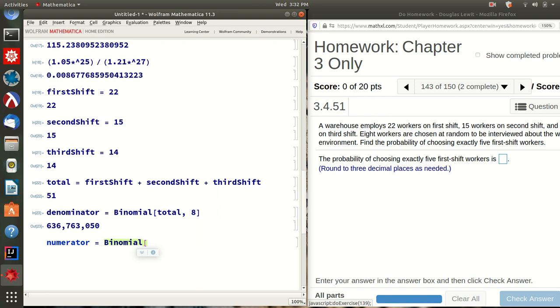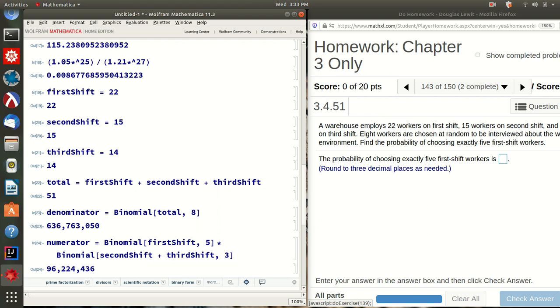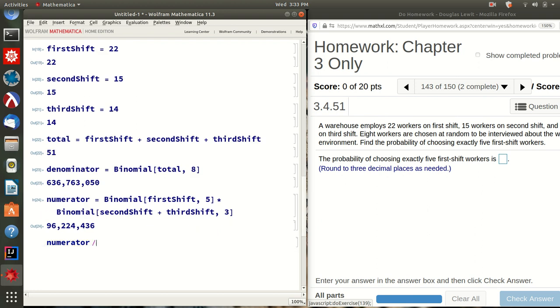And then for the numerator, we're going to have binomial, to find the probability of choosing exactly 5 first shift workers. So it's going to be first shift, choosing 5, multiplied by binomial second shift plus third shift, and we have to choose 3 more people. So that's 15 plus 14 is 29, and then we're choosing 3 of those people. So the numerator is 96,224,436, and then we have the numerator divided by the denominator.